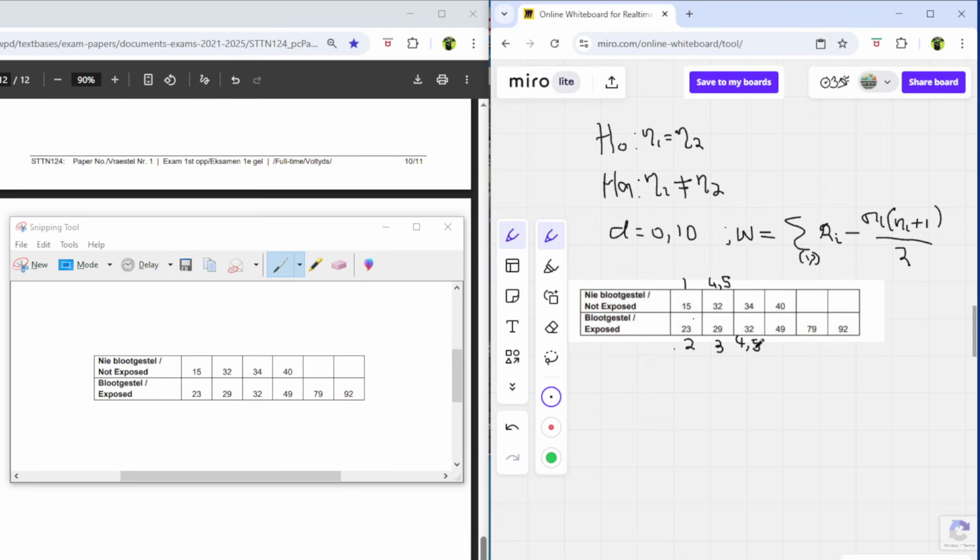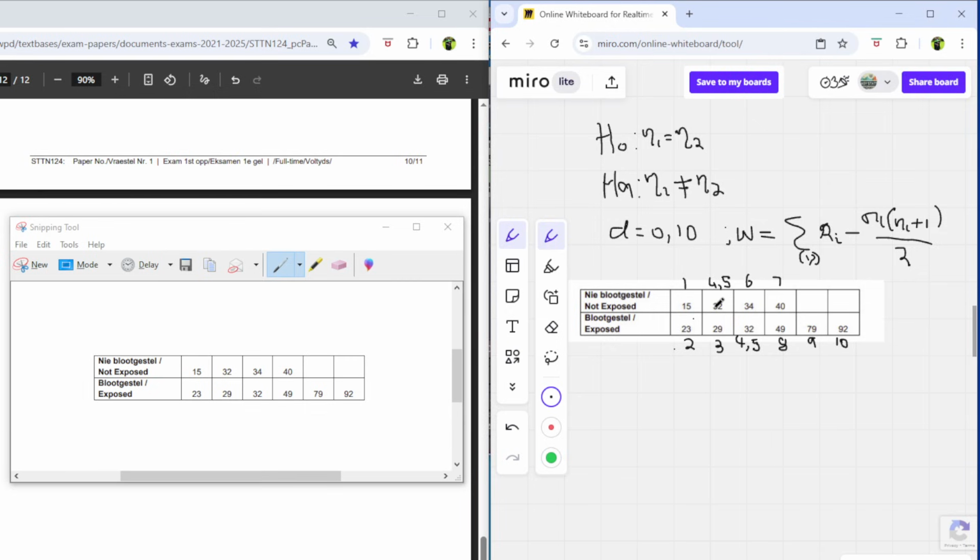So now we have 31, 32, 33. So it's 1, 2, 3, 4, 5. This becomes ranking number 6. This becomes ranking number 7 now. This becomes ranking number 8. This becomes ranking number 9. And this becomes ranking number 10.